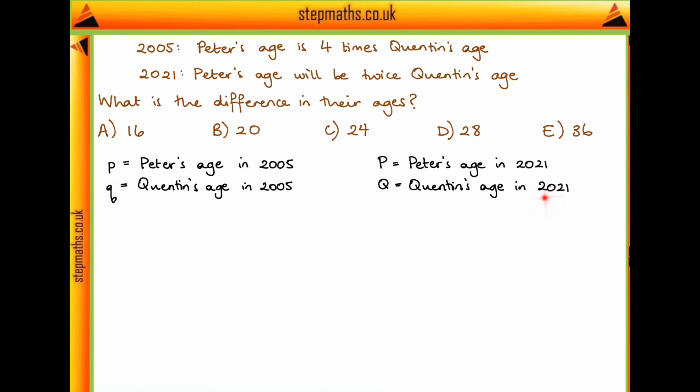Well, how many years later is 2021 than 2005? It's 16 years later, right? So Peter and Quentin will be 16 years older in 2021, so capital P and Q will just be little p and q plus 16.